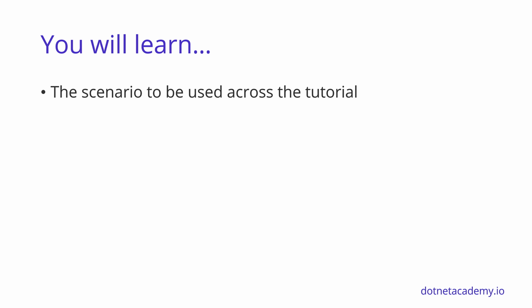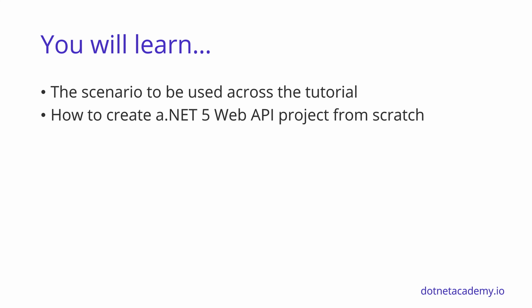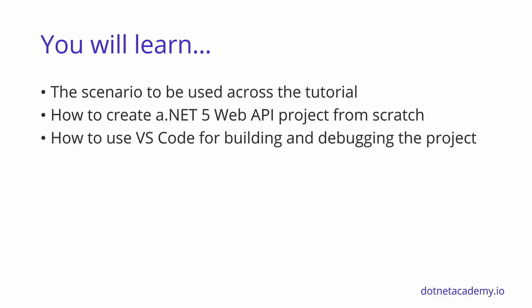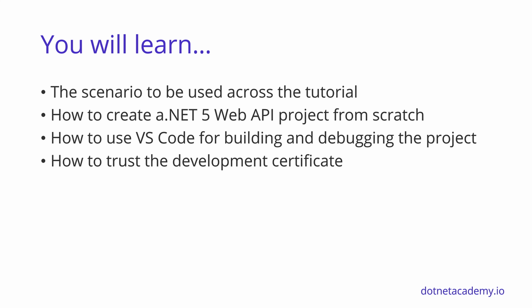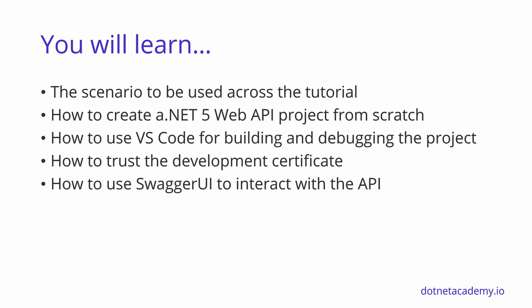In the first part of this tutorial, you're going to learn the scenario to be used across the tutorial, how to create a .NET 5 Web API project from scratch, how to use Visual Studio Code for building and debugging the project we're going to work on, how to trust the development certificate installed by .NET 5, which is needed for HTTPS access, and how to use Swagger UI to interact with the API.